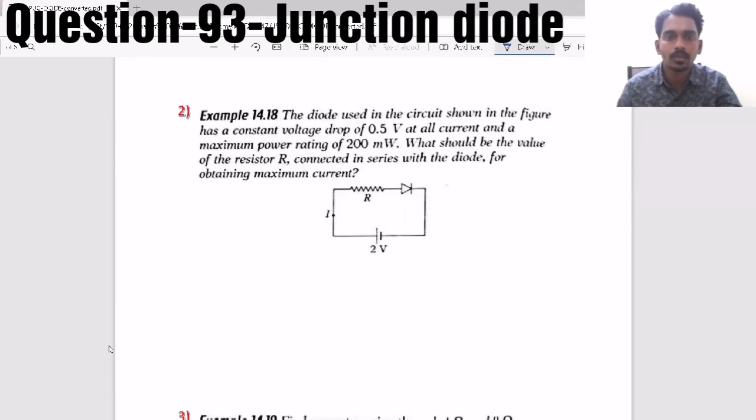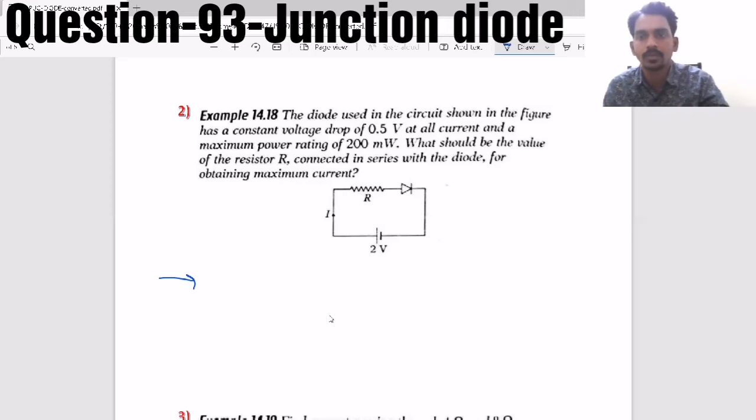Now here, one more similar question is there. A diode used in the circuit shown in the figure has a constant voltage drop of 0.5 volt. Means it requires 0.5 volt to conduct at all currents, and a maximum power rating of 200 milliwatt. What should be the value of the resistor R connected in series with the diode for obtaining maximum current?